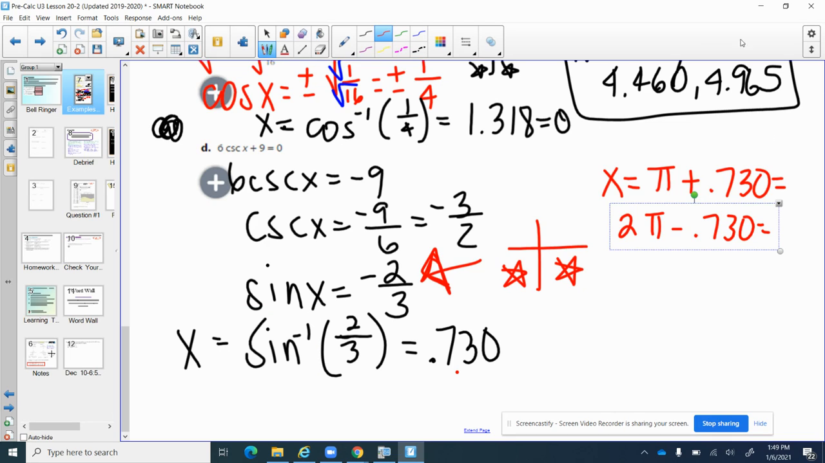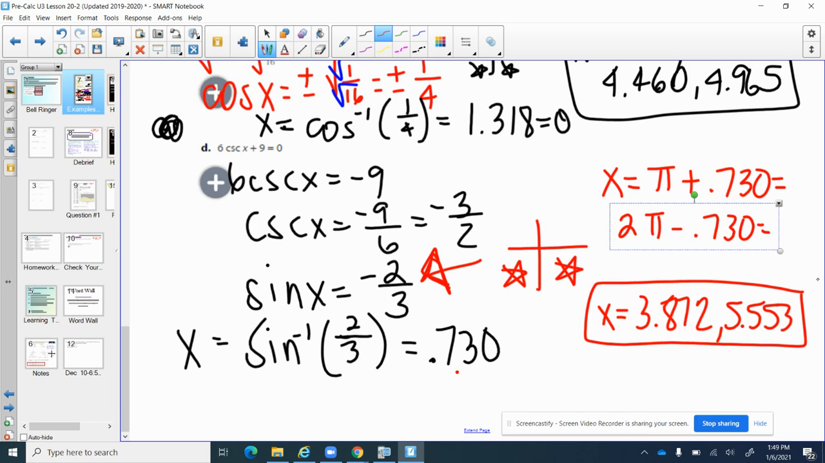To get our final answers here of pi plus, which would be 3.872, and then 2 pi minus, which is 5.553. Again, our values coming between 0 and 2 pi because of approximation of 2 pi being 6.28.